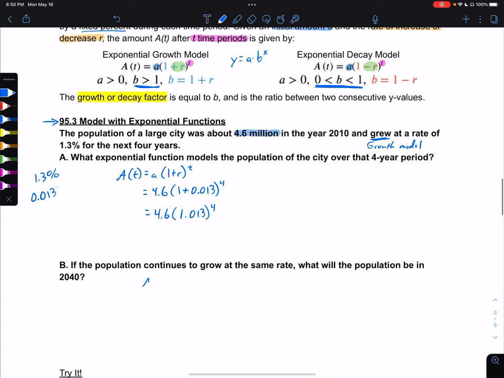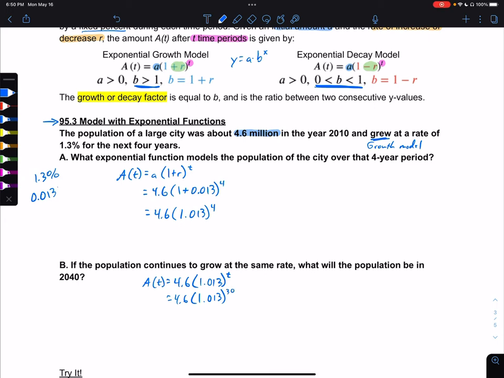So our formula would be 4.6 times 1.013 to the t power. Well, in this case, t is going to be 30 because the population started in 2010. It is now 2040, so that's going to cover 30 years.